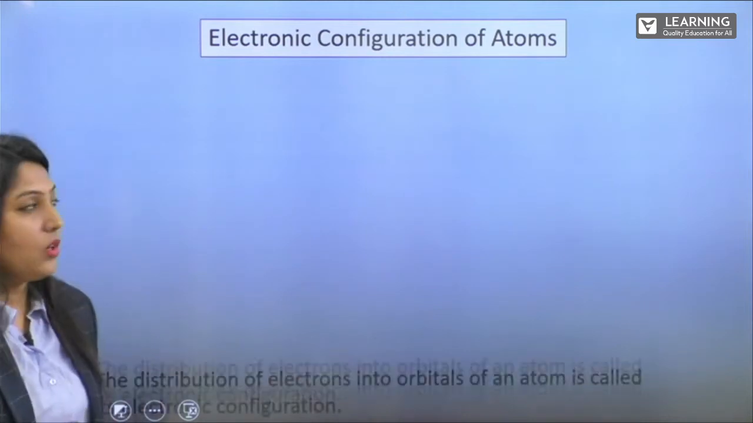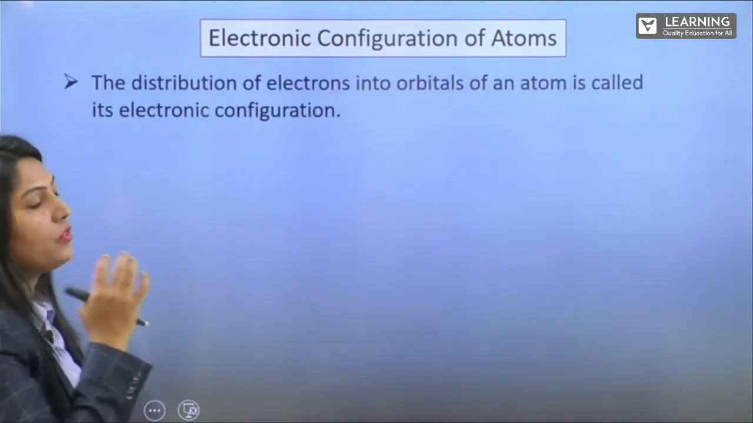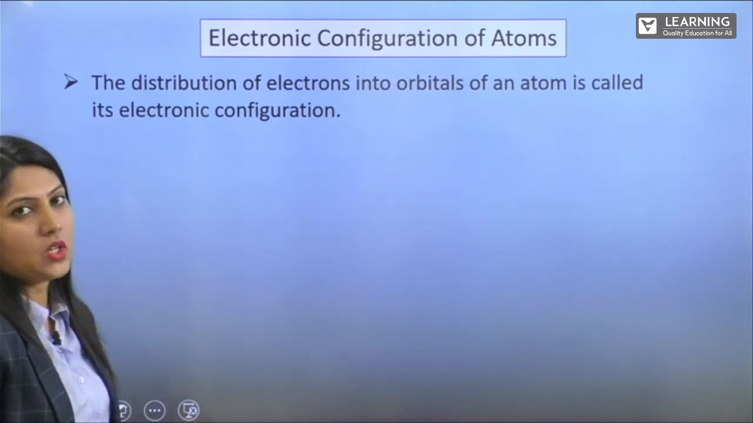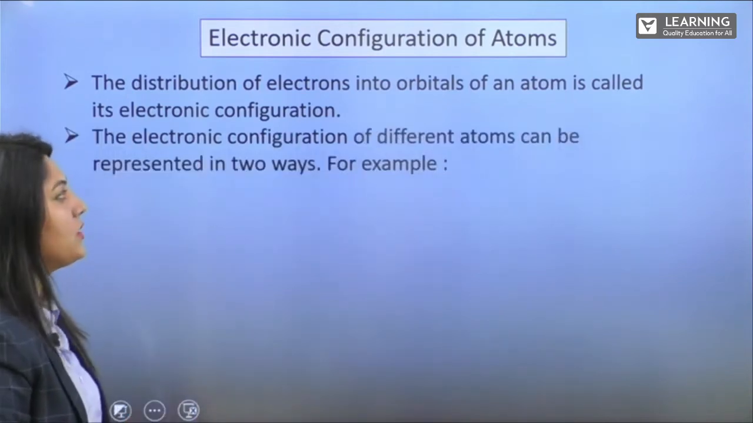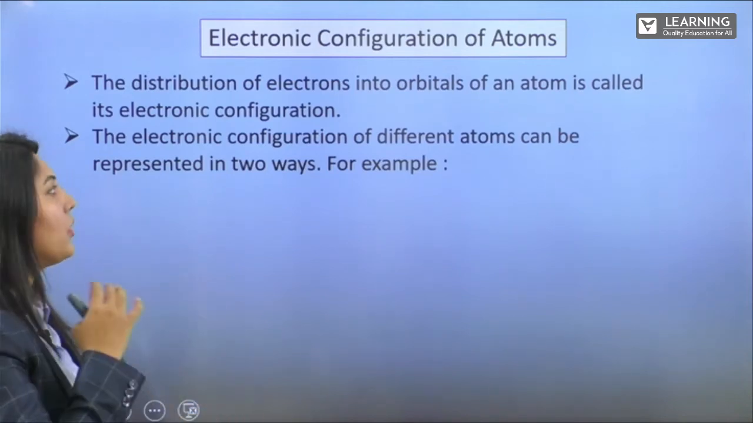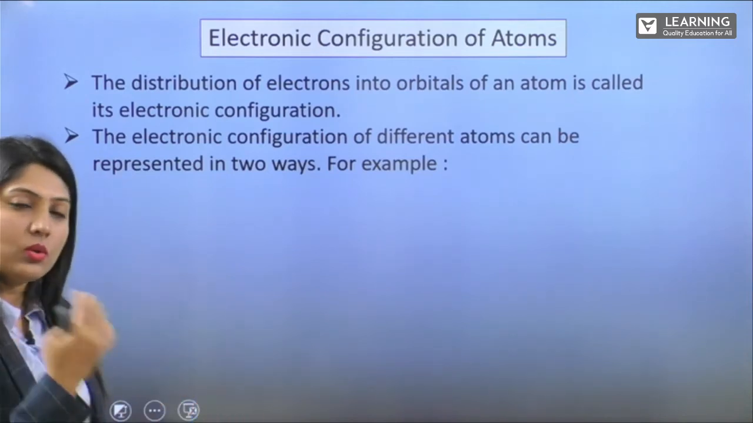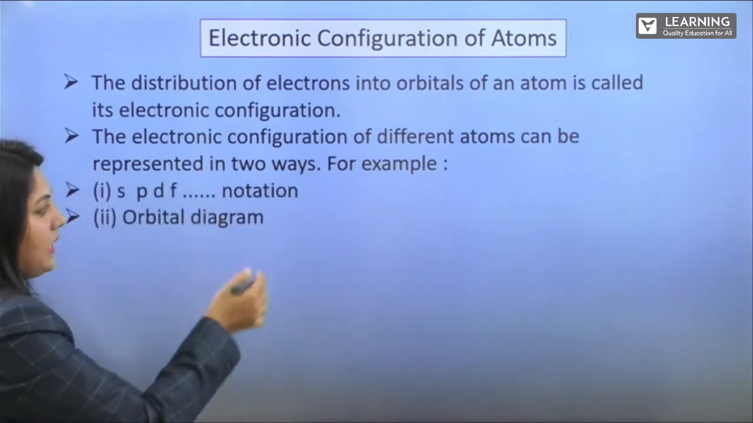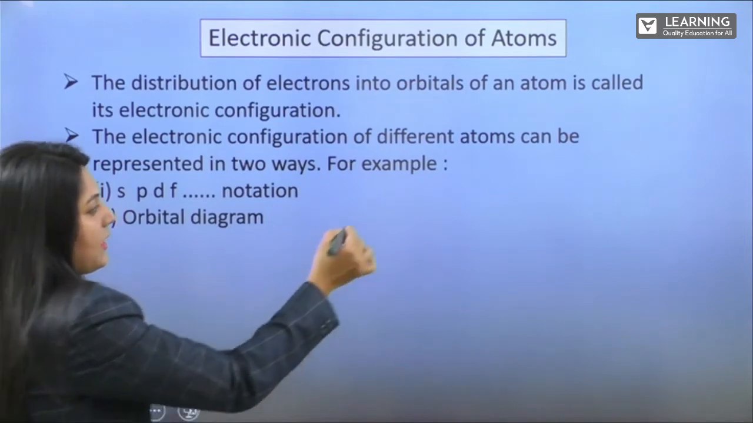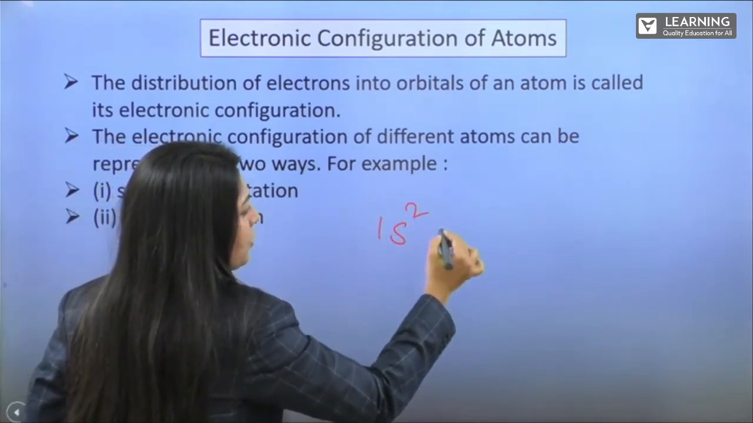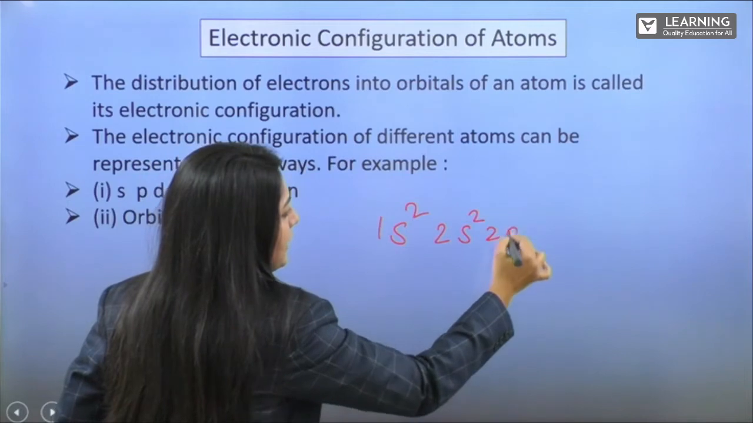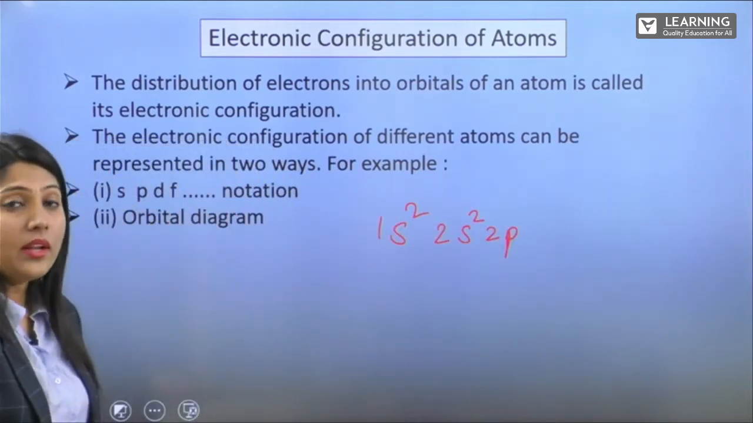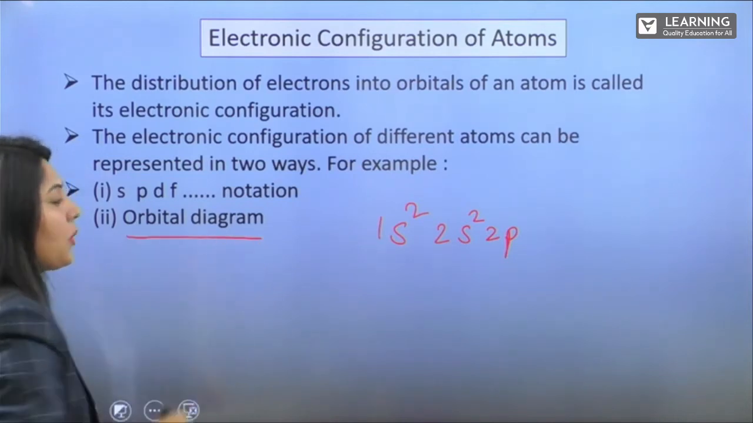So next, electronic configuration, how to give it? The distribution of electrons into the energy levels or the orbitals will be called electronic configuration, and it is different for different atoms. We can represent this in 2 ways. You have SPDF notations, like 1s, 1s2, 2s2, 2p. Likewise, you can say according to the SPDF notation, or we can also show this in the orbital diagram.